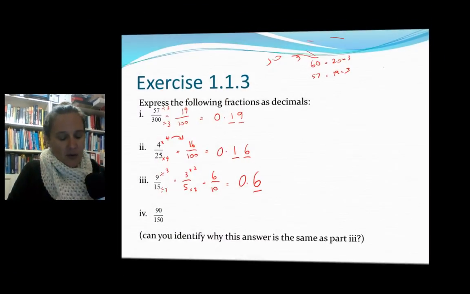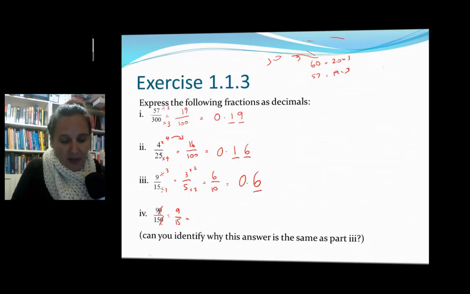So for number 4, we've got 90 on 150. And our first thing here, we go, okay, we've got a 0 at the top and a 0 at the bottom. We're going to divide both by 10. So we cancel out our 0 and cancel out our 0. And now we've got 9 on 15. And we go, okay, we already worked this out just above. This is also 0.6.